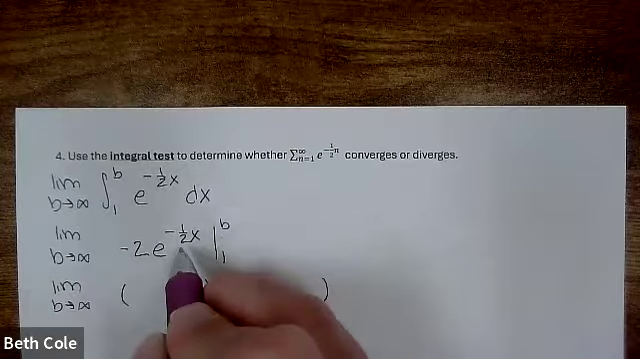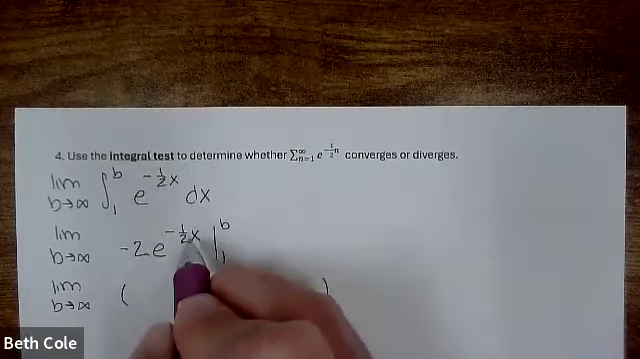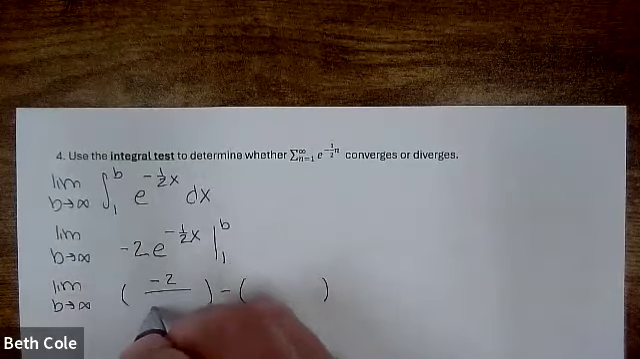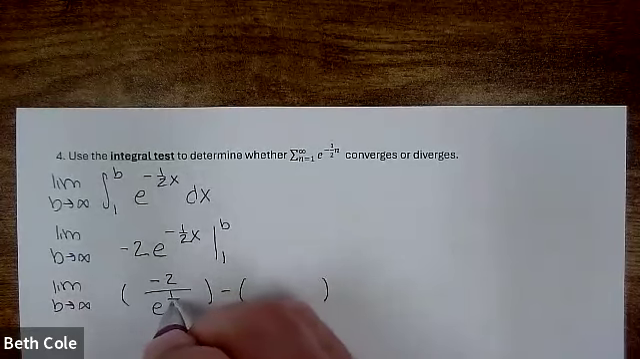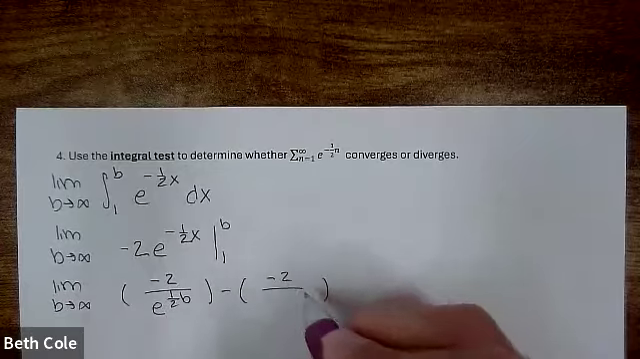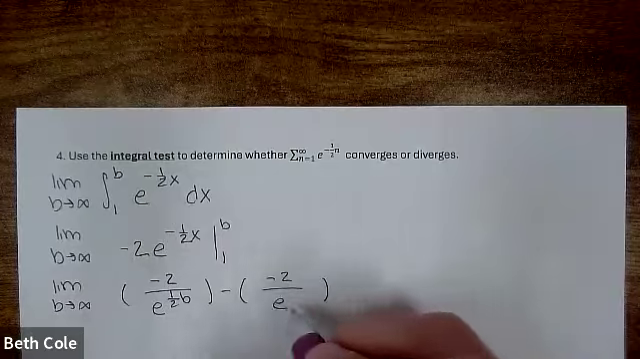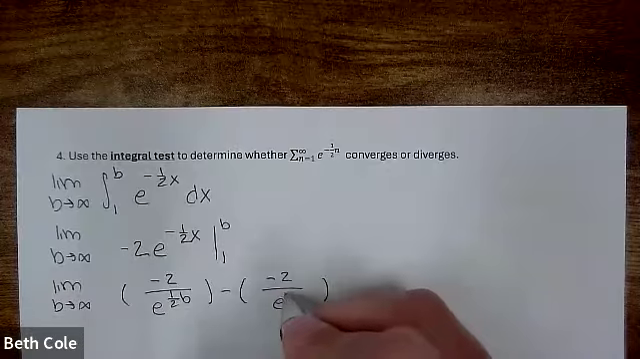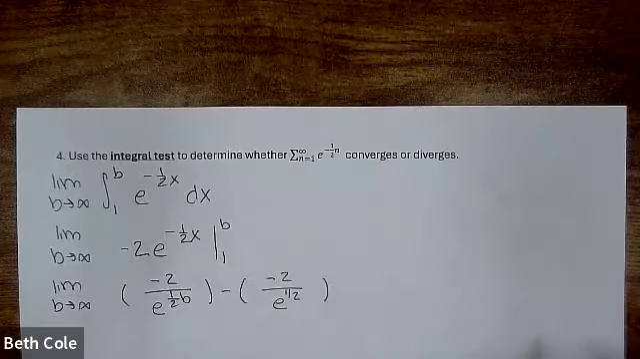So plugging in b, it's going to just be this except plugging b in, but I'm going to write it as e to the 1/2 b in the denominator because it's a negative exponent. And then same thing with this one. If you plug in 1, that would just be a half.